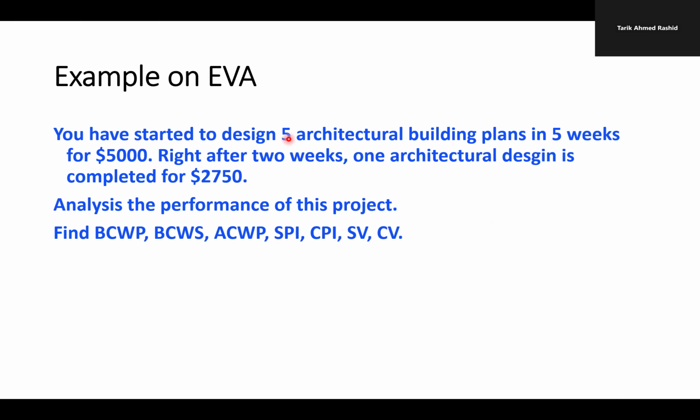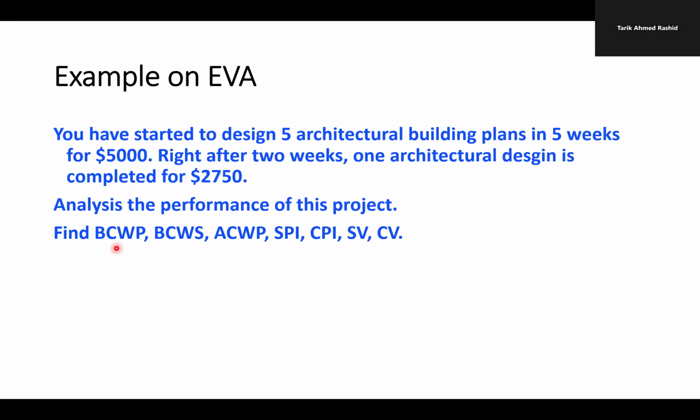So, example: let's say you are an engineer or a project manager, and you have started to design 5 architectural building plans in 5 weeks for $5,000. Right after 2 weeks, one architectural design is completed for 2,750. So try to find out BCWP, BCWS, ACWP, SPI, CPI, SV, and cost variance, or CV.